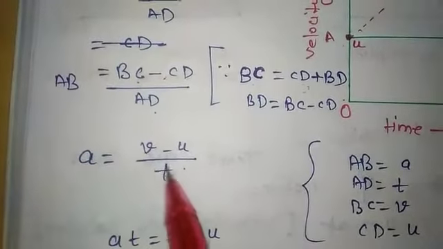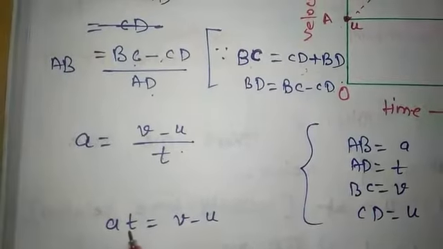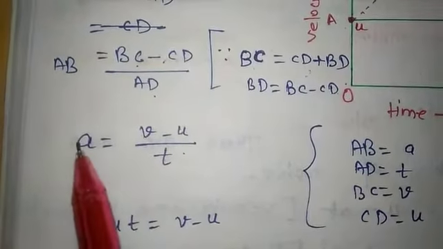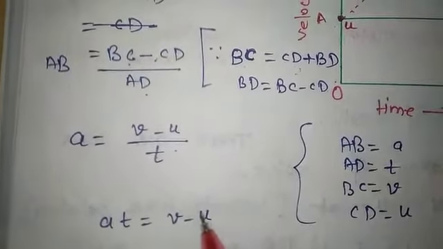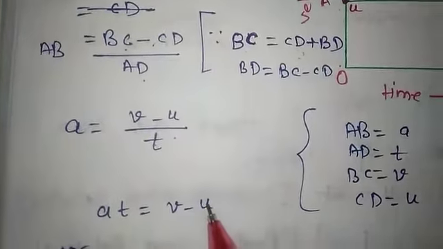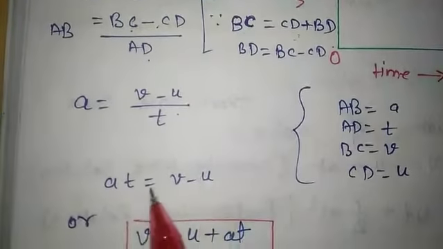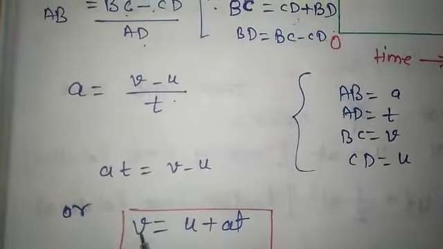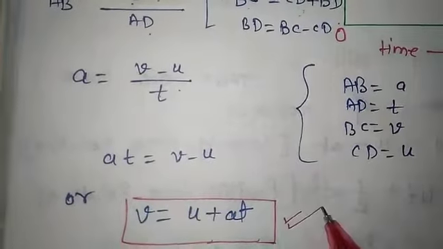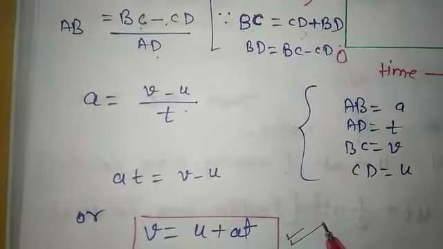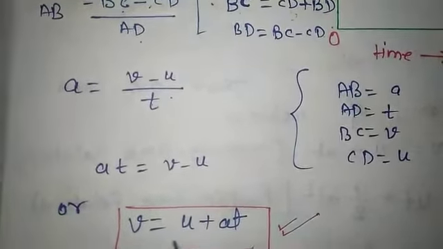Transferring t from this side, it becomes a into t, multiplied by a. So at is equal to v minus u. Transferring the u from this side, we get v = u + at. This is the first equation of motion, or the equation of velocity-time relation.